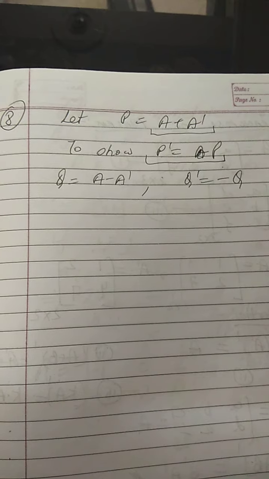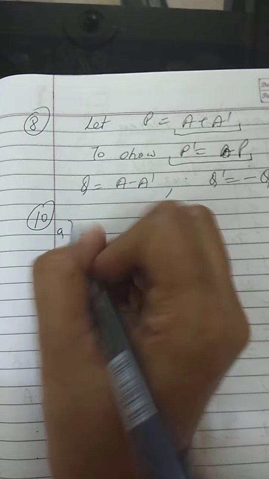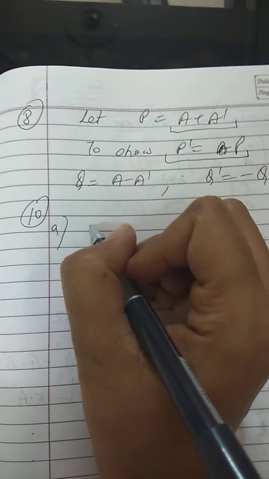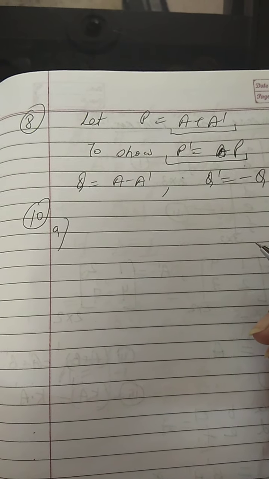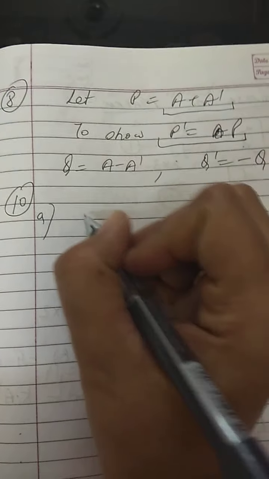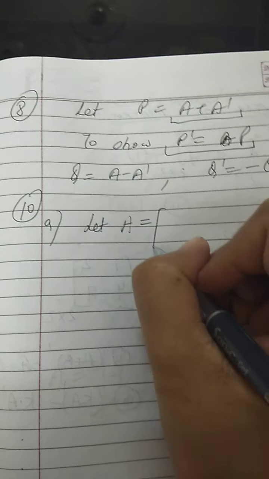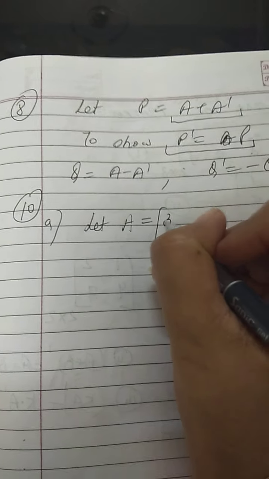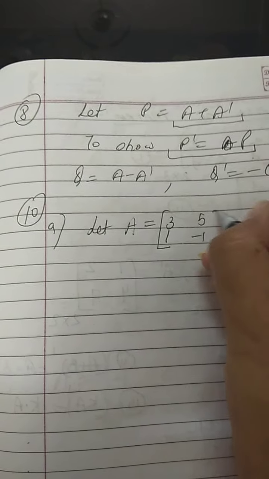Sum number 9 also you people can do. Let us discuss sum number 10, the A part. It is given, express the following matrices as the sum of symmetric and skew symmetric matrices. So whatever matrix is given, we will take it as A. So we will say let A equals 3, 5, 1 and minus 1.